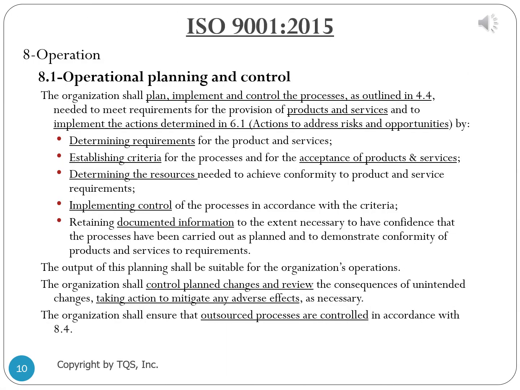8.1 defines the requirements for planning and implementing controls on the processes outlined in 4.4 and address the risks defined in the planning of risks sections of the standard. An organization must define the requirements, including acceptance criteria for its processes, the resources needed for those controls, implement the controls, and retain records indicating that the processes have met the acceptance criteria.